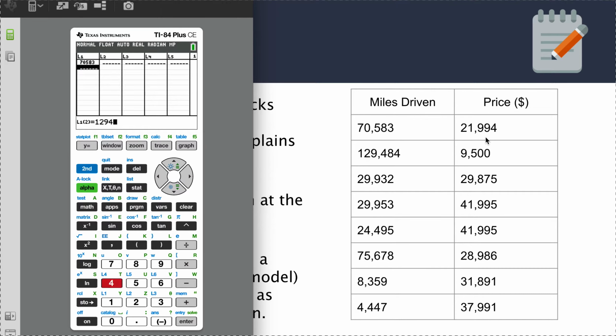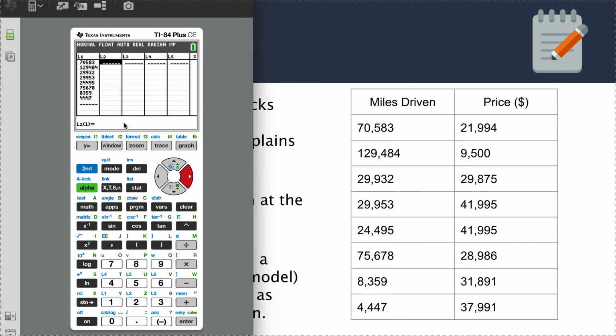129, 484, 29932. And double check, because sometimes things don't respond the way you would hope for them to. 29932. There we go. 29953. 24, 495, 75, 678. That's kind of fun. 8359 and 4447. All right, now we go into list 2.